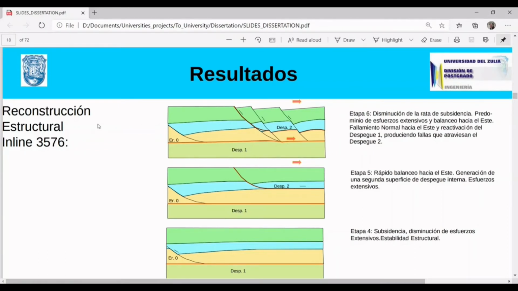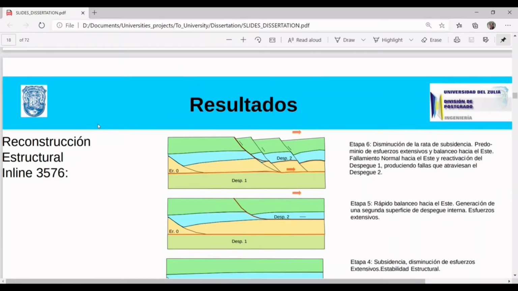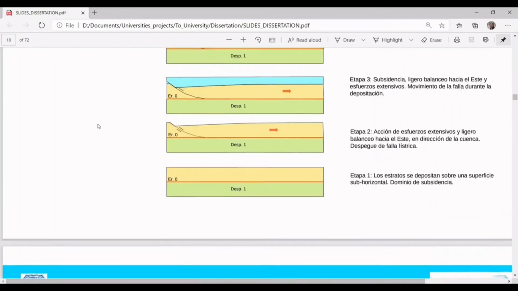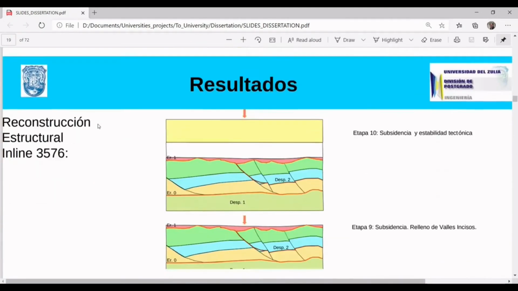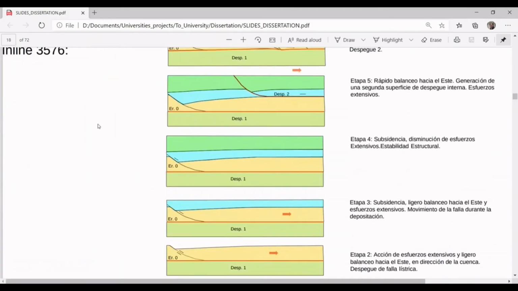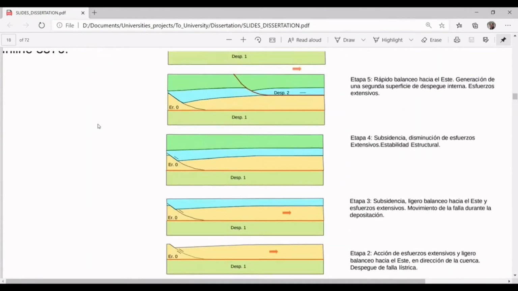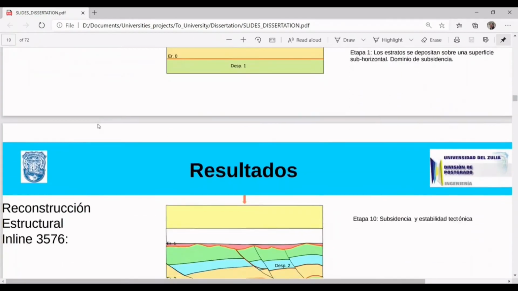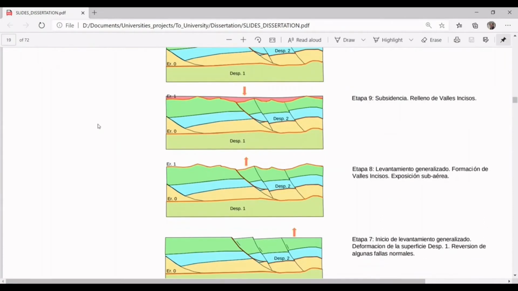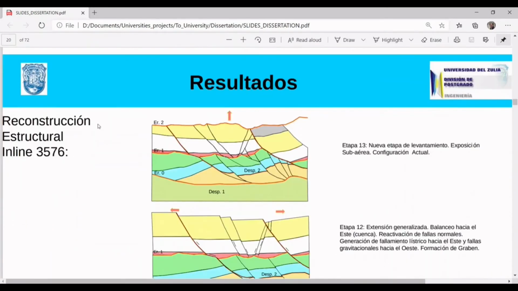Now, why do I want to do a revision of this part of my thesis? Because when I did the backstepping part and the restoration stages here, I didn't have a specialized software or a tool with good accuracy to make all these restoration steps.